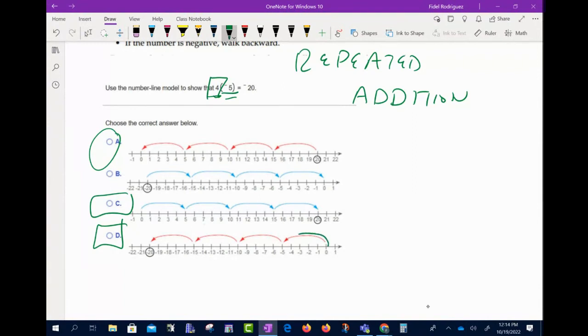If I look at choice D, look, 5 spaces, 5 spaces, 5 spaces, 5 spaces. How many times did we do that? We did that a total of 4 times. And so there's my number line model to show that 4 times -5 gives me -20, okay? Again, I'm going to do it 4 times, but I'm going to move 5 spaces to the left. Why to the left? Because my number was negative, right? And I'm doing that 4 times, okay?